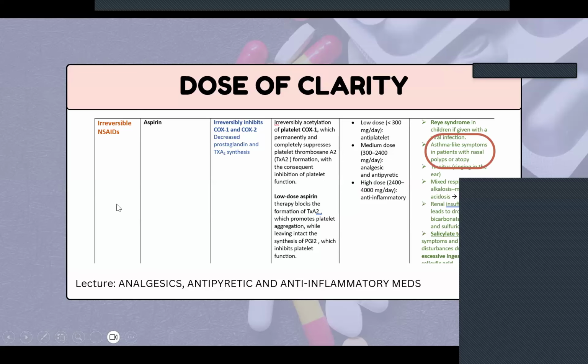So even though the patient had a history of hypertension and other conditions, what you should be focusing on as soon as you hear aspirin is asthma with nasal polyps. And remember, in such patients, aspirin should be avoided or it's contraindicated.